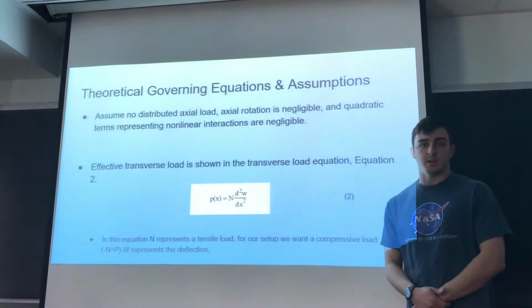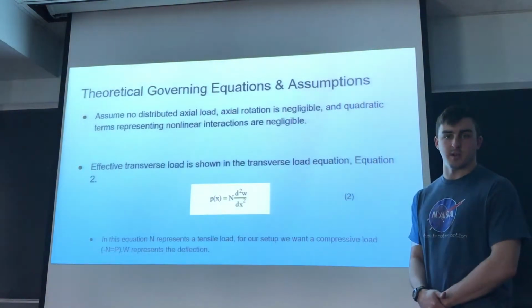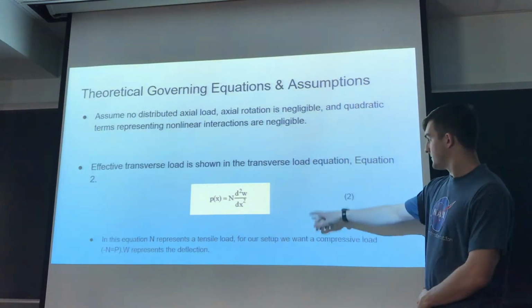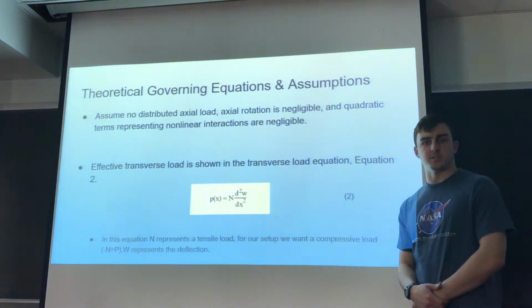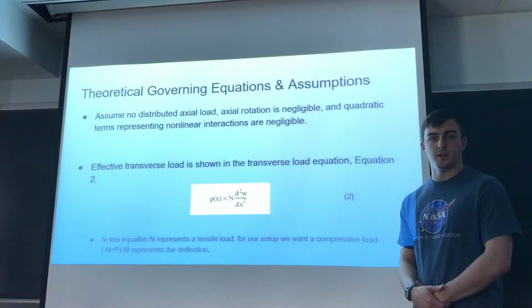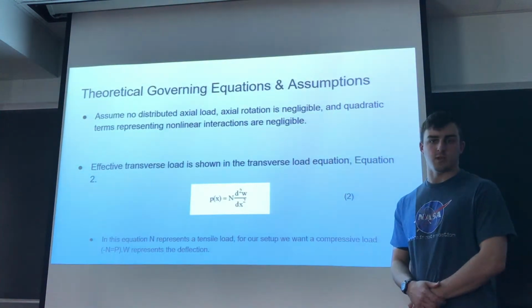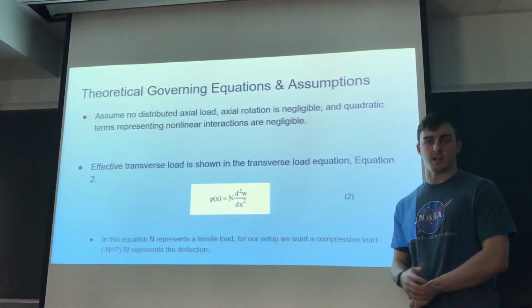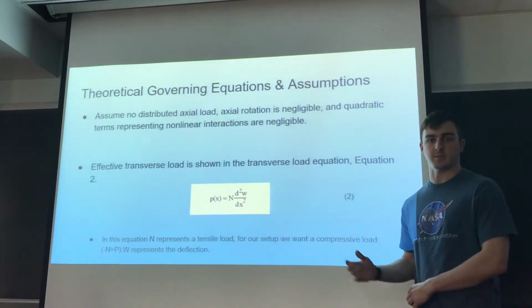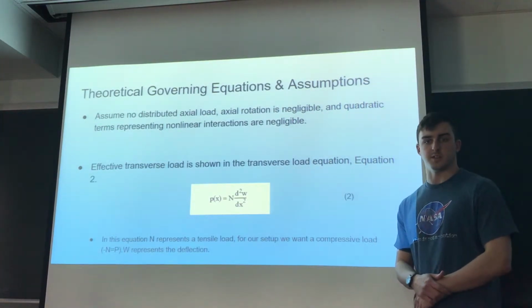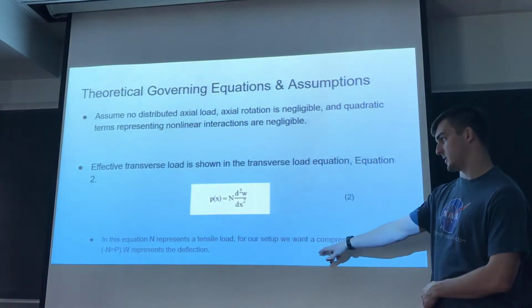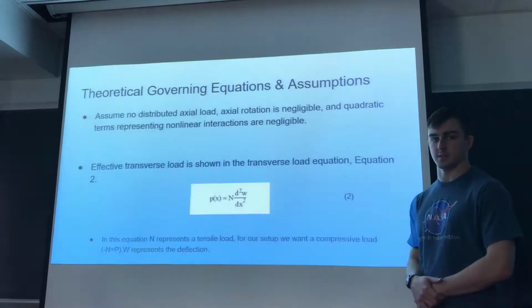We started with the governing equation of transverse load and made assumptions in order to come up with equation 2. We assume no distributed axial load, axial rotation was negligible, and so were nonlinear quadratic terms. In equation 2, N represented a compressive load such that the negative N was equal to compressive load, shown down here, and W represents the deflection.